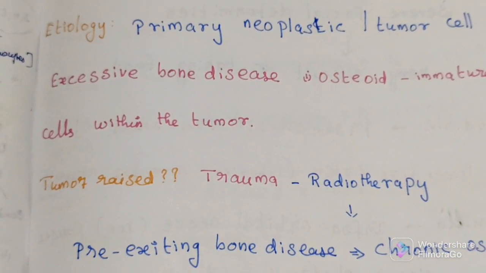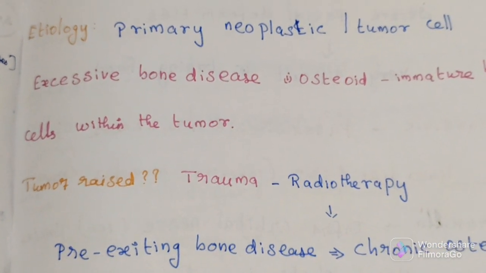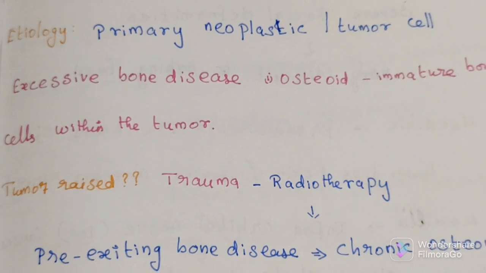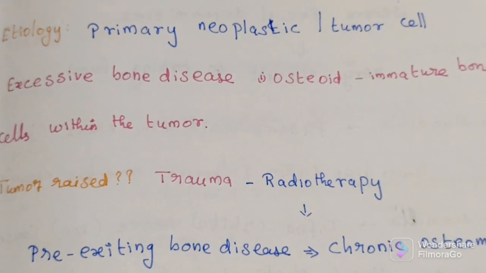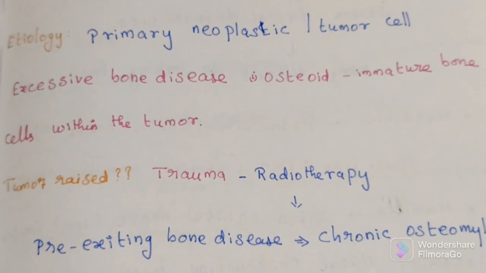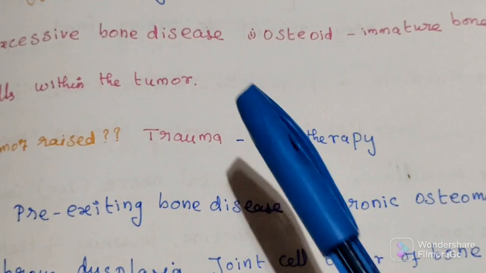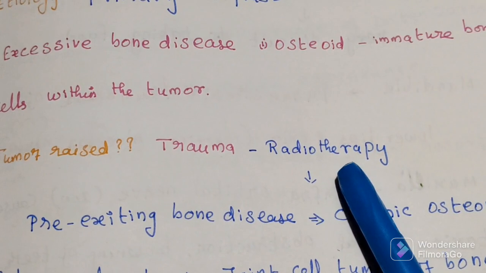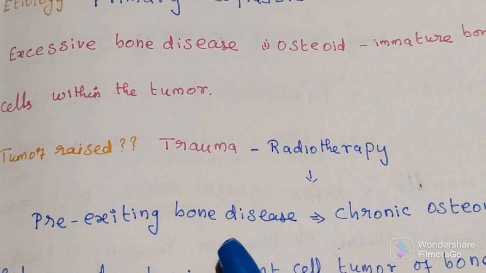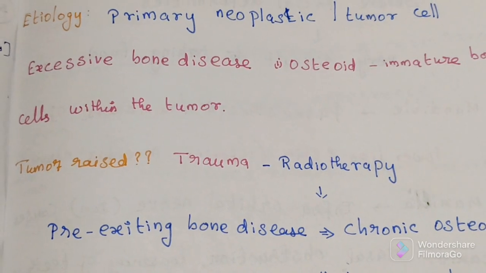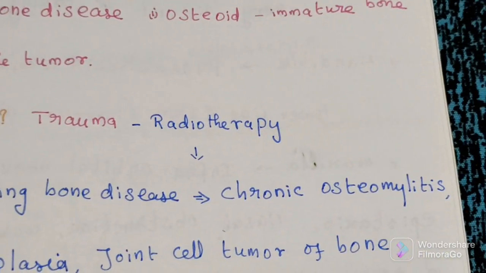Next, how does the tumor arise? Either it can be trauma, or it can be radiotherapy to a pre-existing bone disease. Trauma or radiotherapy because of pre-existing bone disease. It can be any type of bone disease.